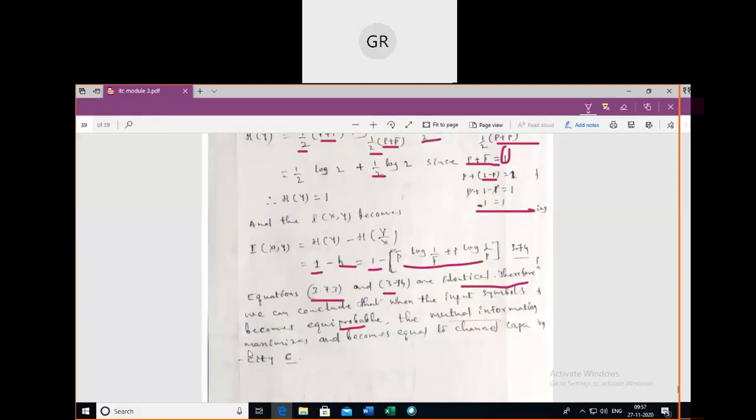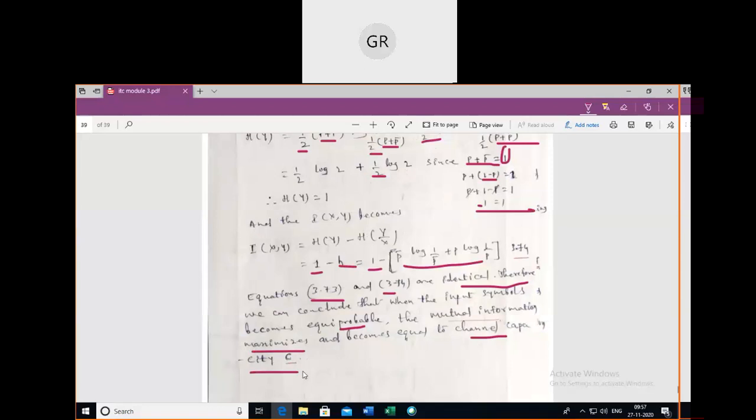That is also same as here. I of XY equal to 1 minus H. Hence, equations 3.73 and 3.74 are identical. We can conclude that when the input symbols become equiprobable, the mutual information maximizes and becomes equal to channel capacity.